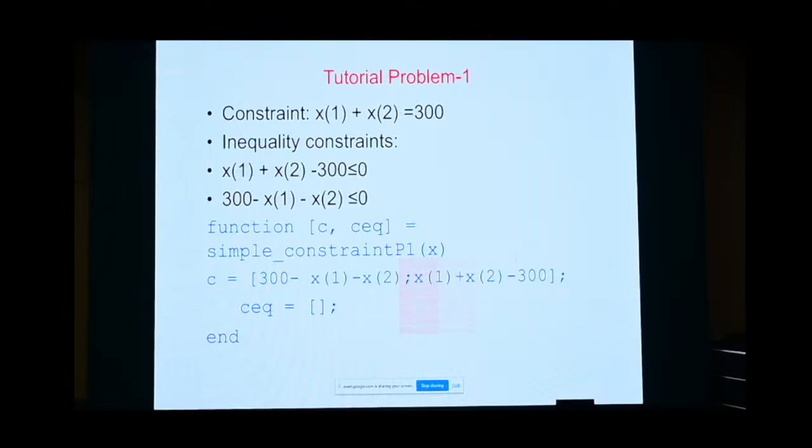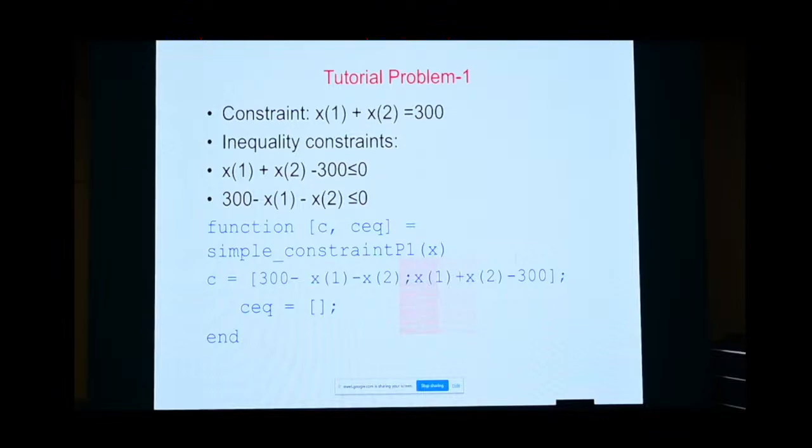So the constraint is mentioned in this one. Equality constraint is expressed in two inequality constraints. So 300 minus x1 minus x2 should be equal to 0, or x1 plus x2 minus 300 should be equal to 0. Okay, so that means the sum should be equal to 300. So that equality constraint is converted into two inequality constraints and expressed in this manner. Like this one, x1 plus x2 minus 300 should be less than or equal to 0, and 300 minus x1 minus x2 should be less than or equal to 0.